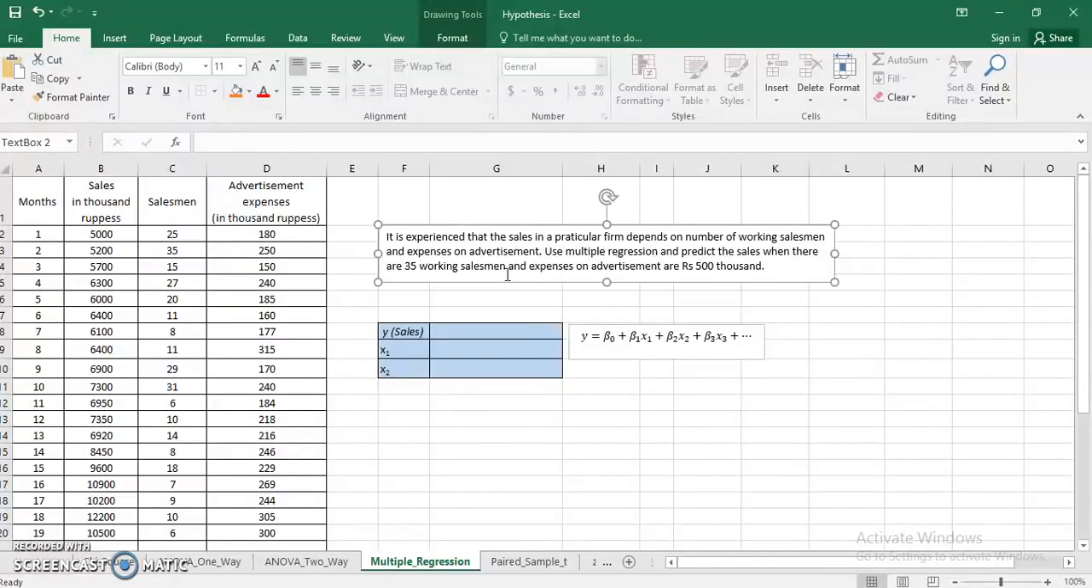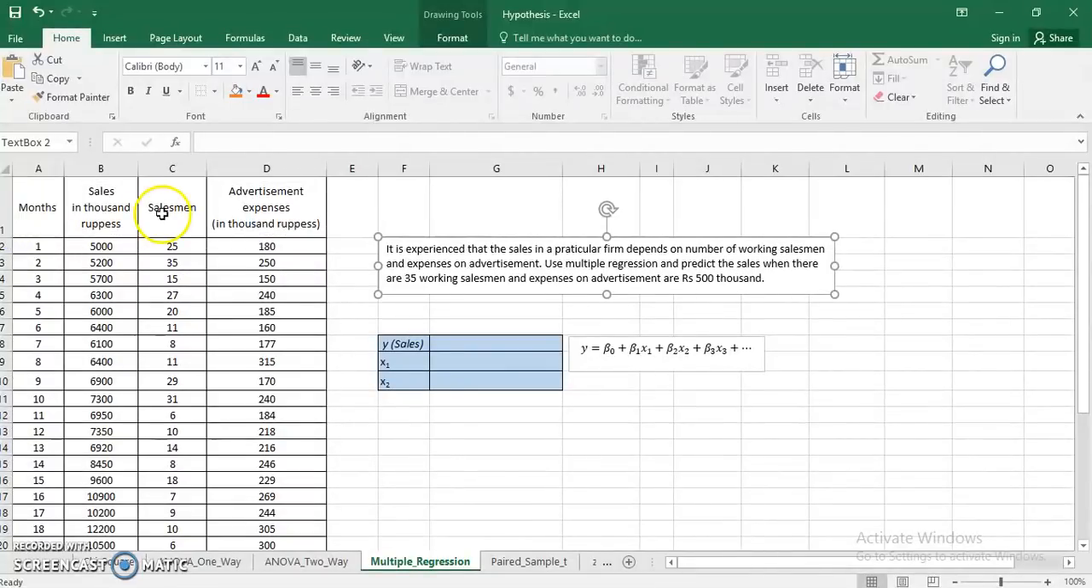It is experienced that the sales in a particular firm depends on number of working salesmen and expenses on advertisement. Use multiple regression and predict the sales when there are 35 working salesmen and expenses on the advertisement are 500,000 rupees. If you look into this data set right here, there are three variables involved. One is sales in 1,000 rupees. Other is number of working salesmen in the particular month, and then the advertisement expenses in 1,000 rupees.